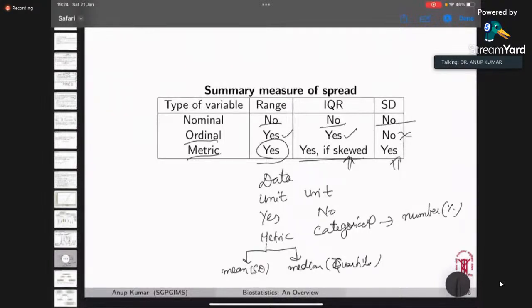Now, metric data is presented with the help of mean and standard deviation if your data is normally distributed. It is presented with the median if your data is not normally distributed, that is, if it is skewed data. Then you should go with the median and quartiles. I have given an example of this with income data.